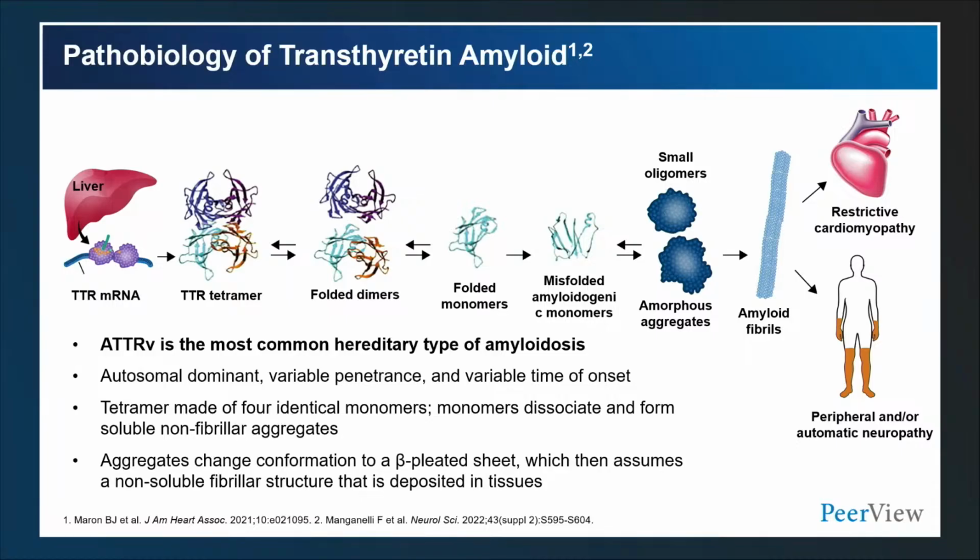So what is the first step that happens in this disease? The first step is misfolding of these monomers. And when that happens, it starts a sequence of events which will eventually get to the beta-pleated sheets and the amyloid fibrils, which will stick to organs, infiltrating the heart, the nerve, the muscle, the GI tract, and the tenosynovium, for example, in carpal tunnel syndrome.